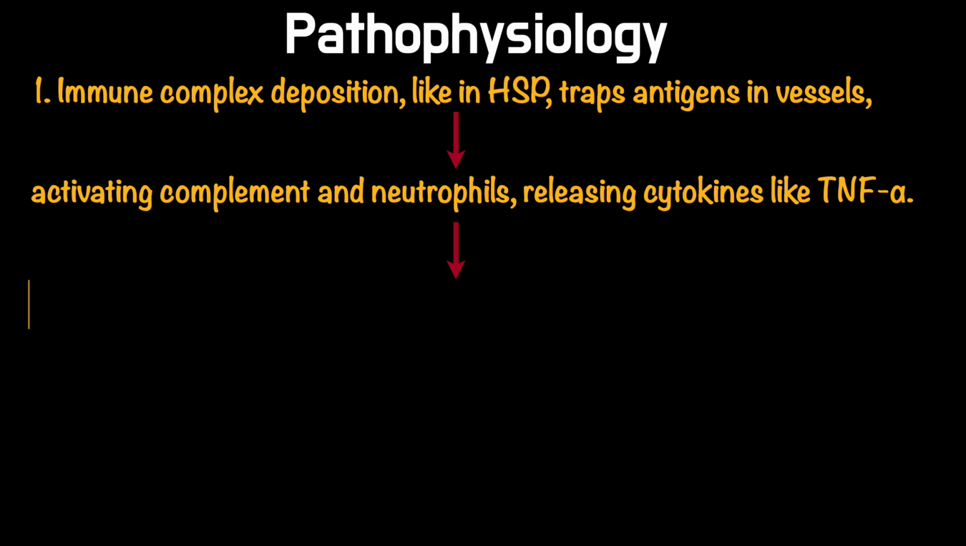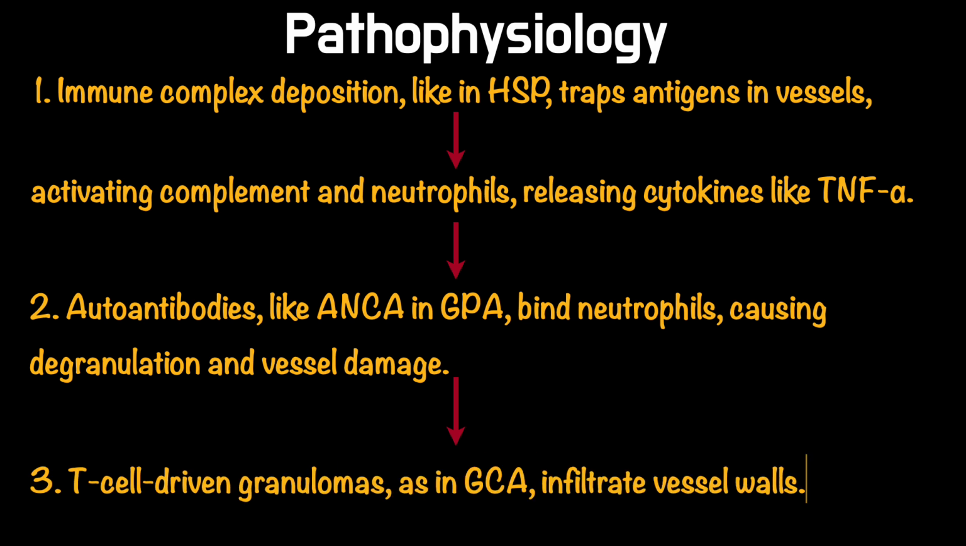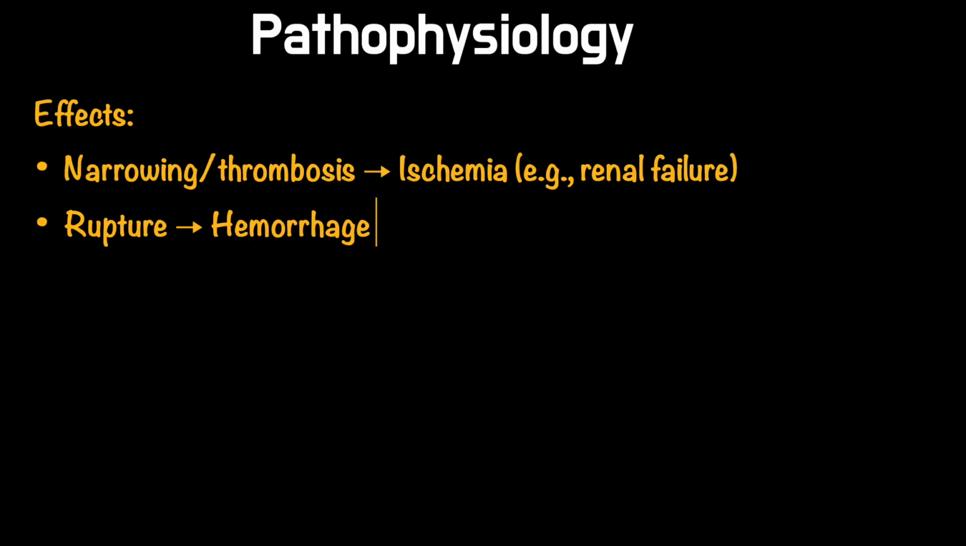The other mechanism is autoantibodies like ANCA. ANCA is anti-neutrophil cytoplasmic antibody in GPA. What is GPA? GPA is a type of vasculitis, right? It is granulomatosis with polyangiitis, and ANCA binds neutrophils, causing degranulation and vessel damage. This is another mechanism. The other mechanism we have is T cell driven granulomas, right? As in GCA. GCA is giant cell arteritis. It infiltrates vessel walls. So the effect of these three mechanisms is narrowing or thrombosis that will lead to ischemia.